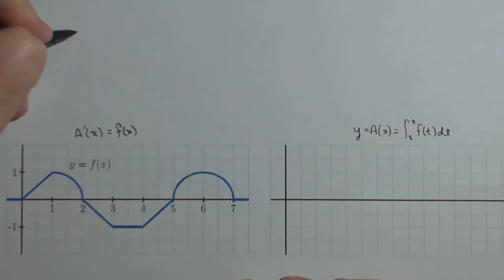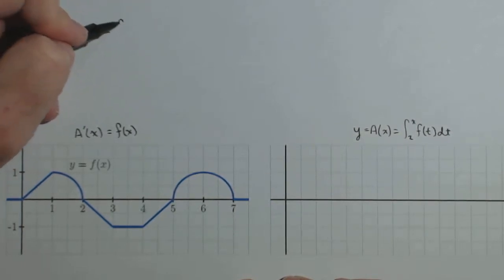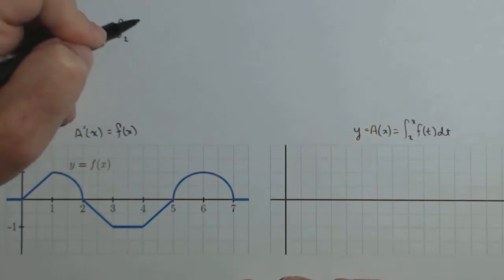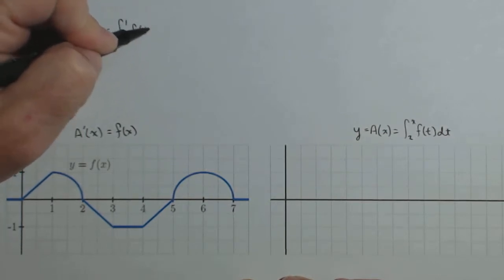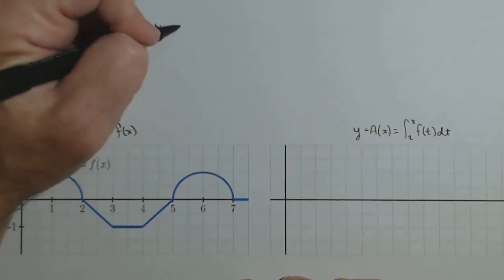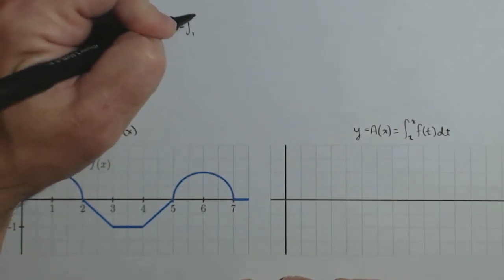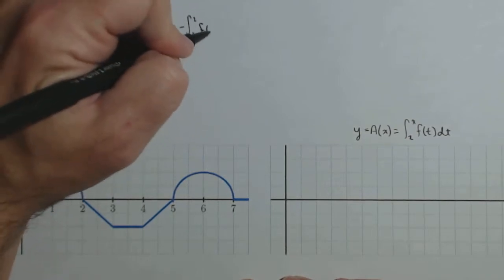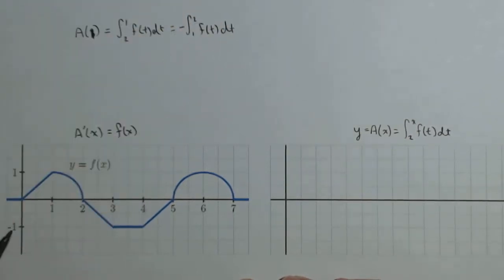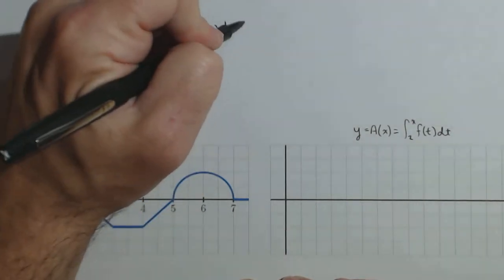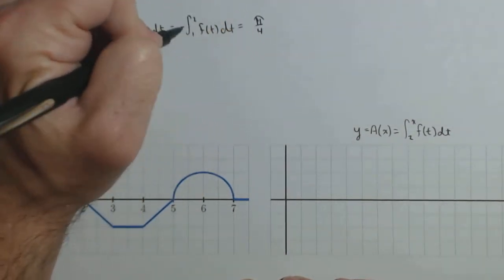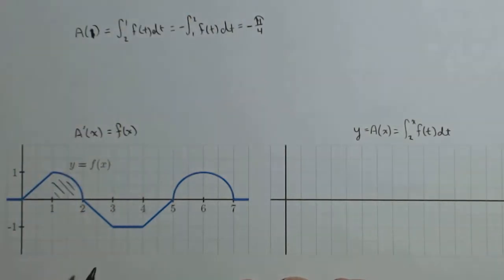Now first off, we're asked to find A of 1 and A of 3 exactly. A of 1 is going to be the integral from 2 to 1 of f of t dt. What we'll do is first switch the limits, so we're actually going to do 1 to 2 of f of t dt. So that's the area right here. We have a quarter circle of radius 1, which is pi over 4, but notice we had to make it negative to flip our limits. So negative pi over 4 is A of 1.